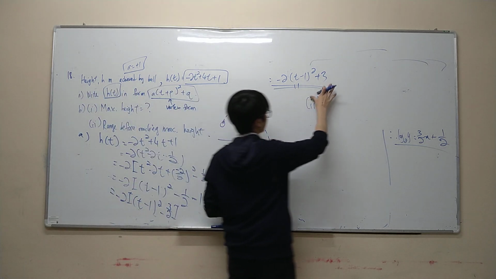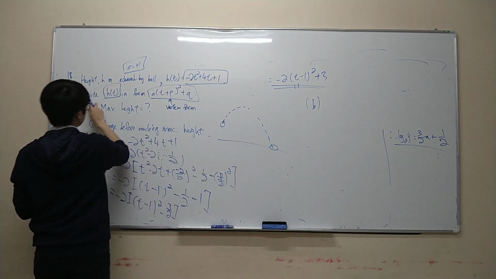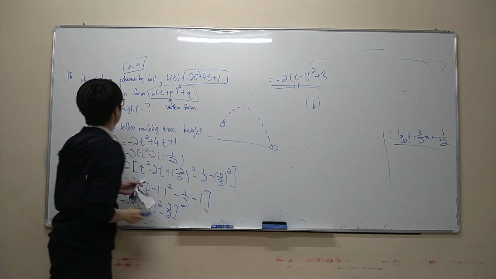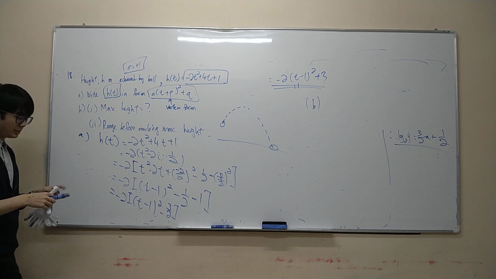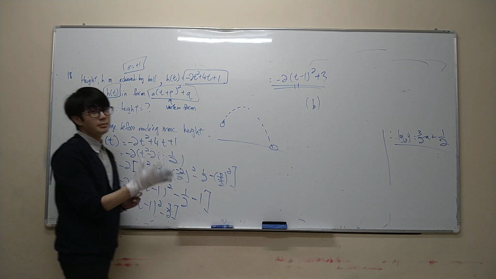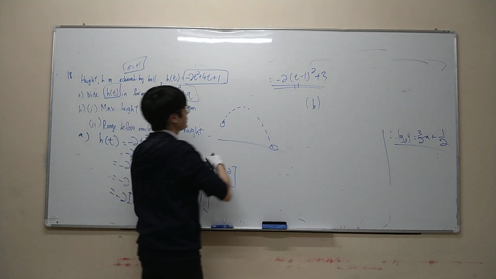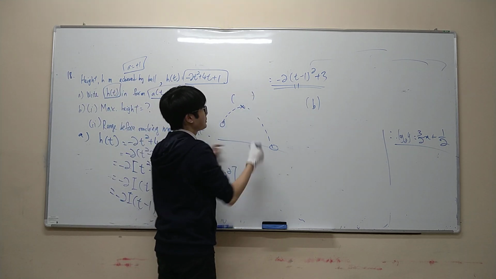Okay, this is B, sorry. So let's continue with B. So A is written in this form. So okay, B. Find the maximum height. Okay, what is the maximum height here? If you have already changed it to vertex form, you can write its turning point. It means you can write its maximum point. And what is the maximum point?